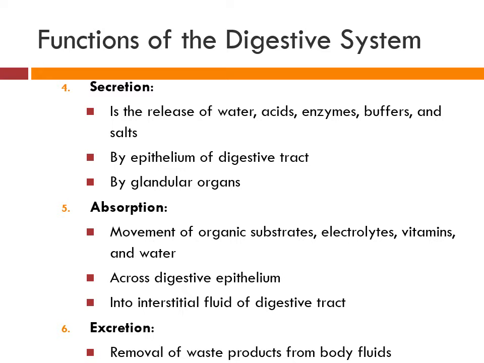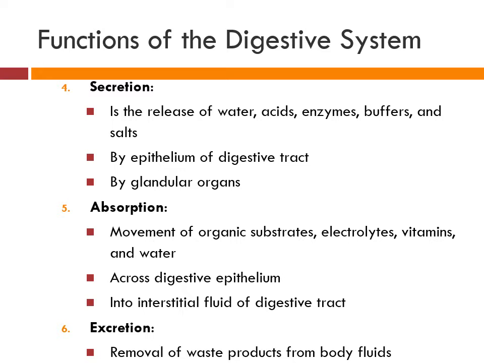Secretion is the release of water, acids, enzymes, buffers, and salts. These are mostly used to break down foods. Buffers are used to increase the pH, to offset some of the acids and protect our digestive epithelium. So secretion is done by the epithelium of the digestive tract and by our glandular organs.